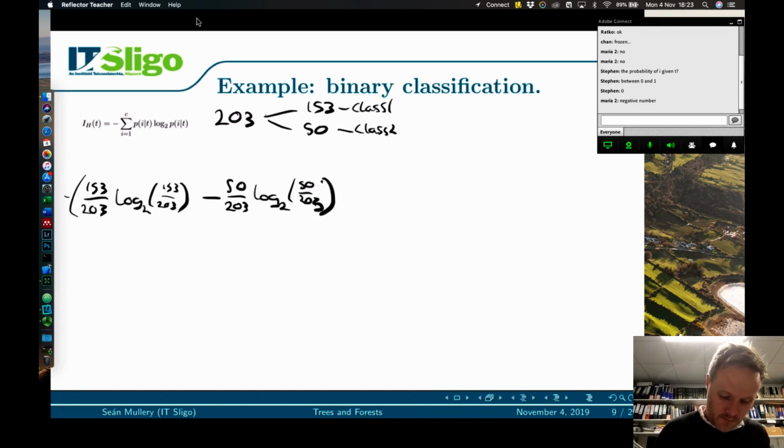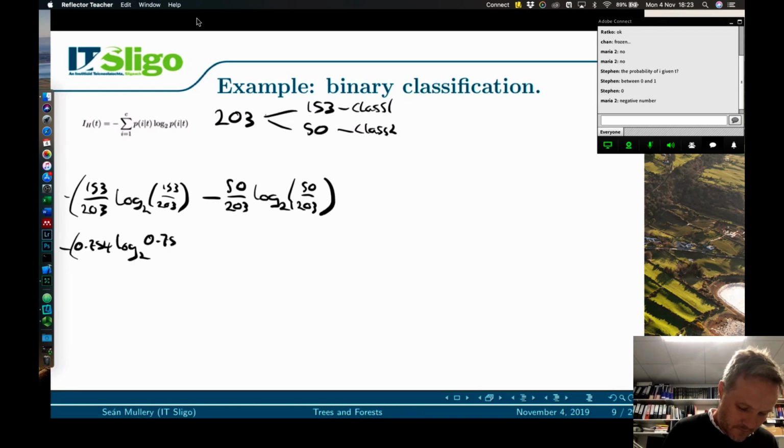Maybe try and write that again. Okay, nothing too difficult here. Obviously, the 153 over 203, we worked that out earlier. So what I'm going to do is, I'll just write it here. It's going to be minus 0.754 times log to the base 2 of 0.754.